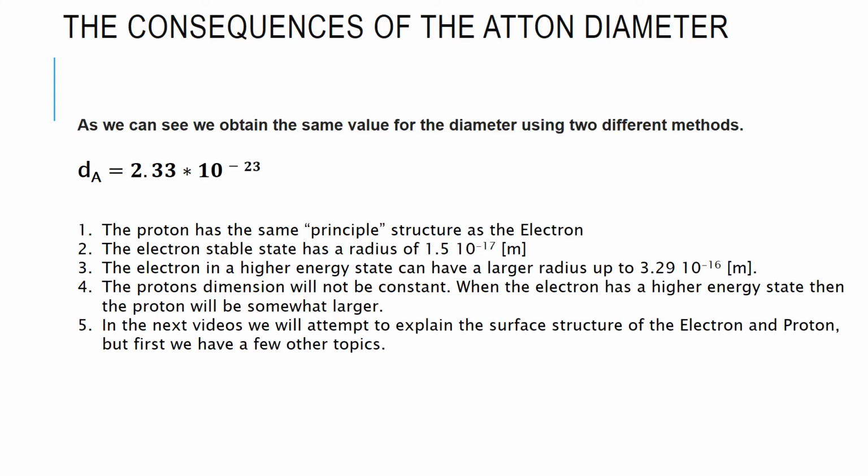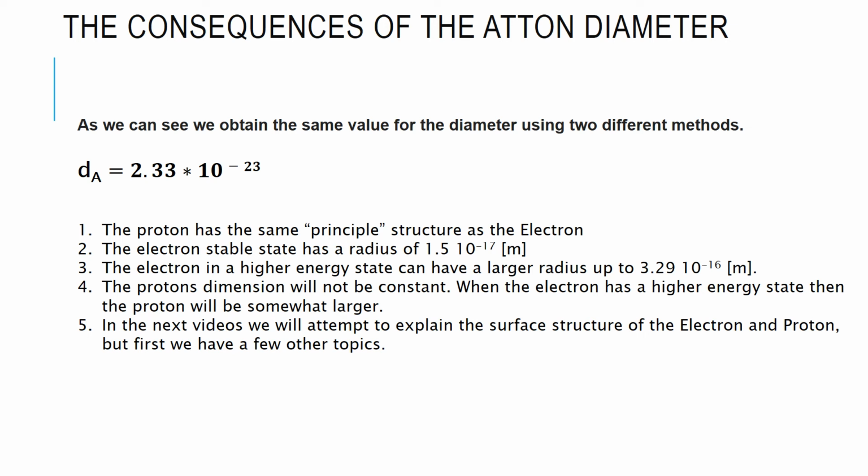So we can pretty much say that the diameter of the Atton is 2.33 times 10 to the power of minus 23 meters. Now we have used this assuming that the proton has the same structure as the electron. Since they both come out even, that also tells us that most likely the structure of the proton and the electron are the same.